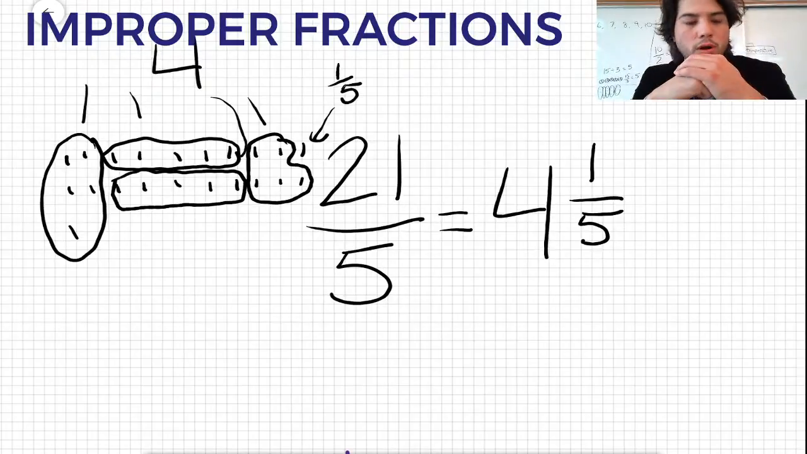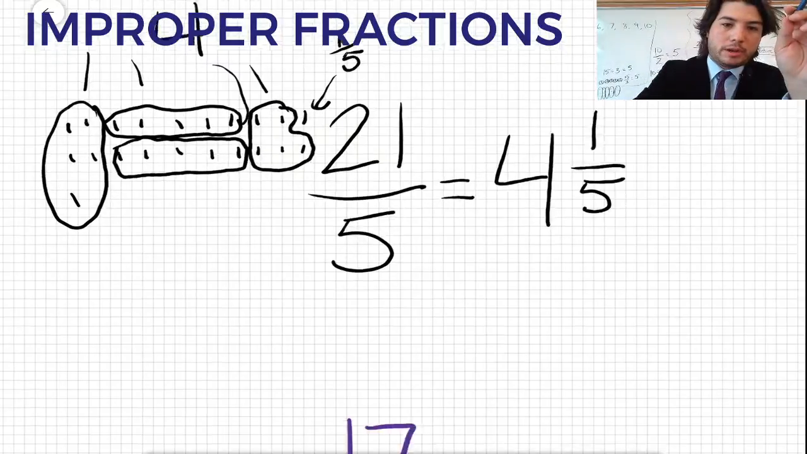So we have 4 groups of 5 fifths, or 4 ones, plus 1 fifth remaining. Let's try another one, and I'm going to give you a minute to try this one on your own.